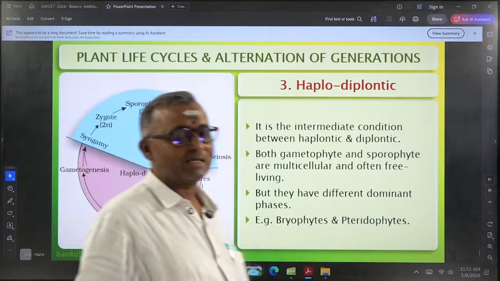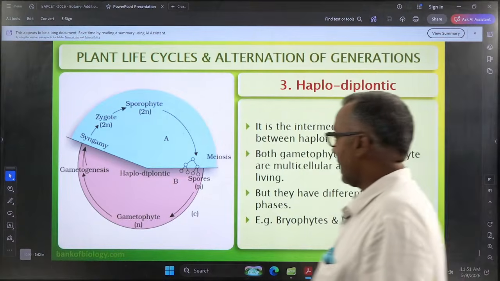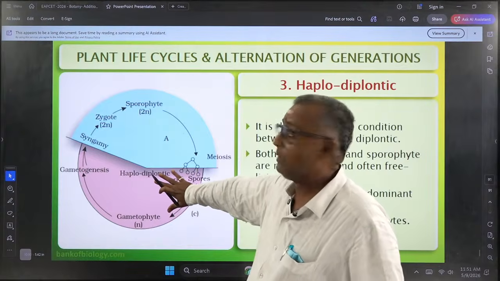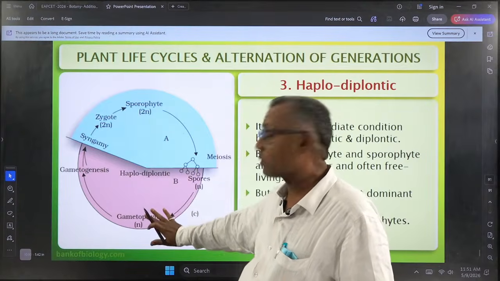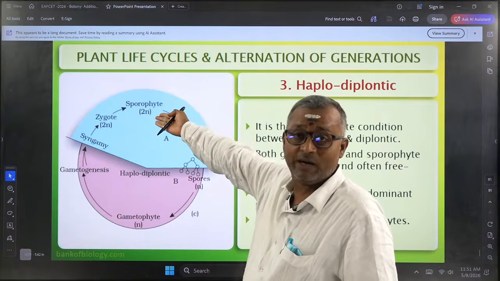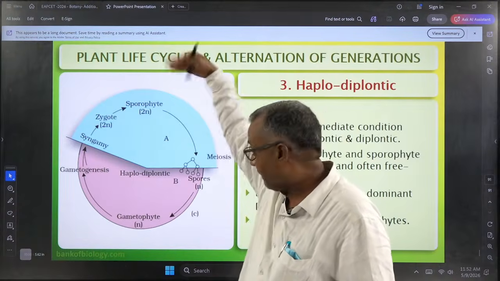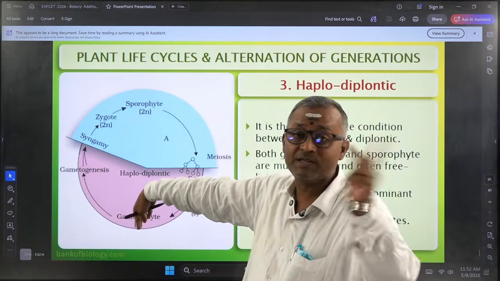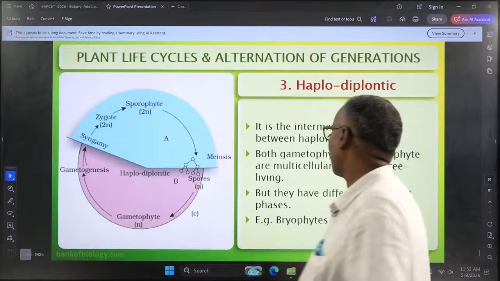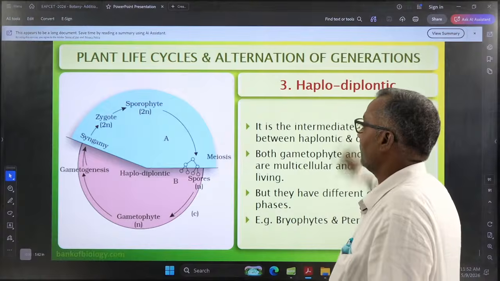So that is why it is called diplontic. Now bryophytes have an intermediary life cycle where gametophyte is dominant, multicellular, autotrophic, chlorophyllous, photosynthetic, whereas sporophyte depends on gametophyte. This is also multicellular, depends on gametophyte both physically and nutritionally. Hence it is called haplodiplontic life cycle, and it is present in bryophytes.